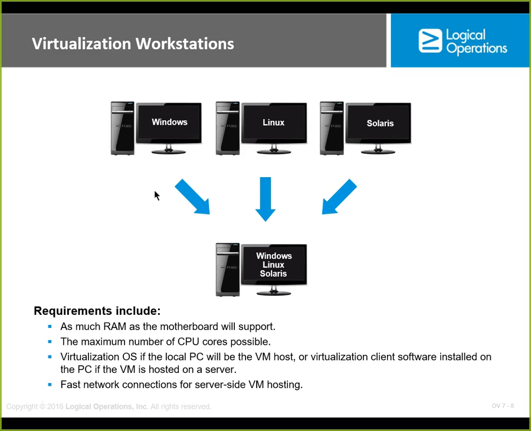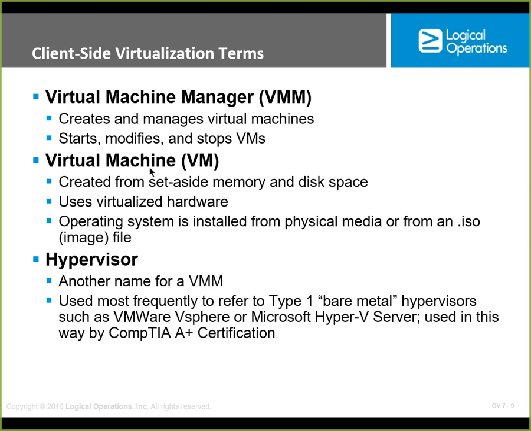What this image shows is that we can have a Windows, Linux, or Solaris. This is going to be the VM host, virtual machine host. So it can host a Windows machine, a Linux machine, and here we have a Solaris machine. And that's what I was trying to show you with my VMware Workstation, that I can run Windows on it. I can run Linux on it. You can't run Macs on it. They don't work with virtualization. But Windows and Linux, no problem.